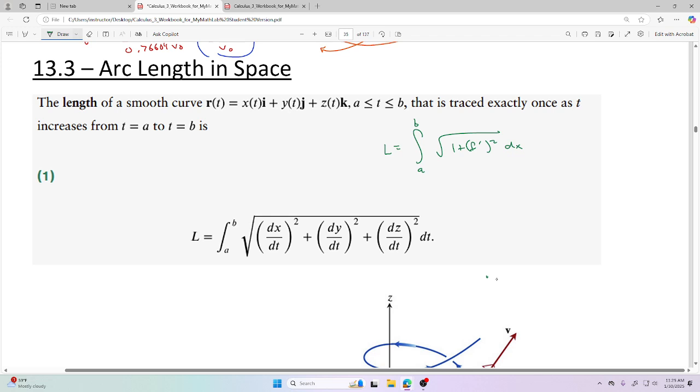Cool? So technically, without actually saying it, it was x prime squared plus y prime squared dx. It's just that because it's dx, this guy turns into a 1. 1 squared is 1. Very good. So yeah, it is the same formula, which is nice. Yay, we've done this before.